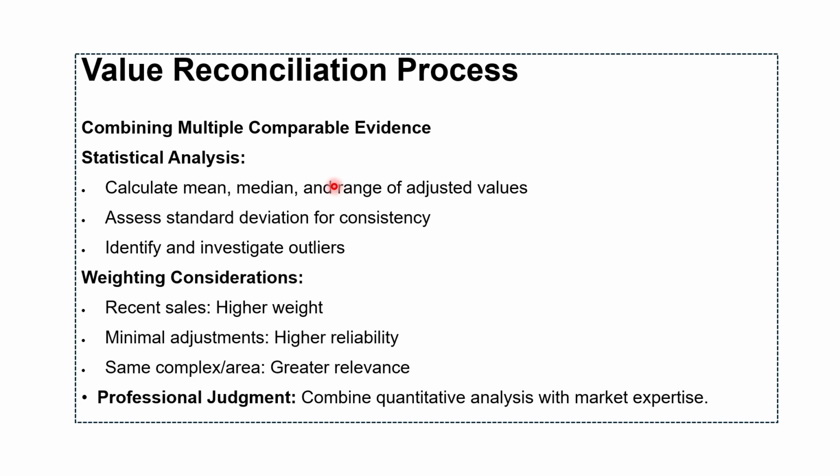So comparables requiring minimal adjustment deserve higher weight because they more closely match the subject property characteristics. Geographical proximity influences weighting decisions, with sales in the same complex or immediate area receiving preference over some distant comparable. So if it is close by, it is much more valuable. Transaction circumstances also affect weights, with arm's length sales under normal market conditions receiving preference over distress or unusual transactions.